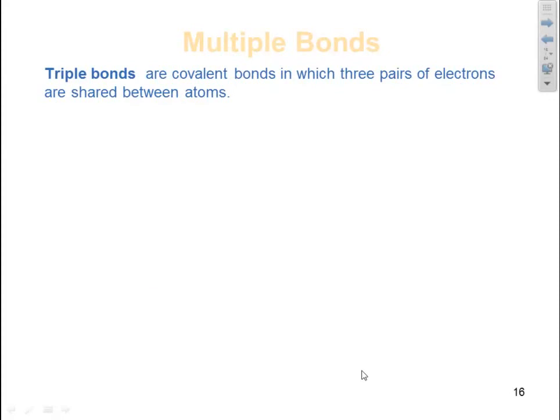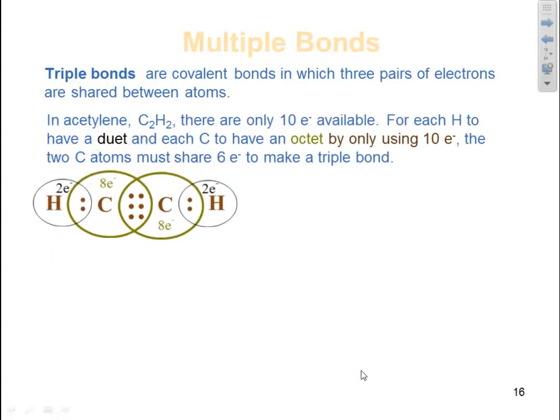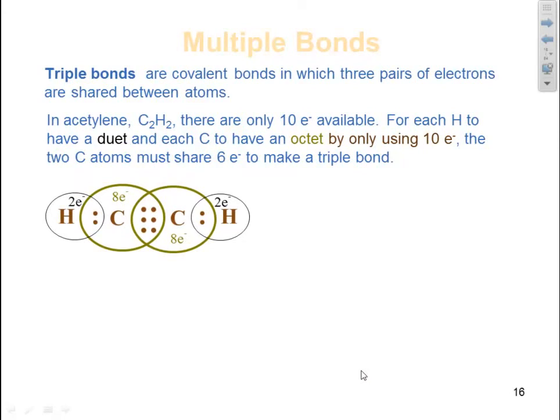Triple bonds are covalent bonds in which 3 pairs of electrons are shared between atoms. In acetylene, C2H2, there are only 10 electrons available from its valence electrons. For each hydrogen to have a duet and each carbon to have an octet, by using only 10 electrons, the 2 carbon atoms must share 6 electrons to make a triple bond.